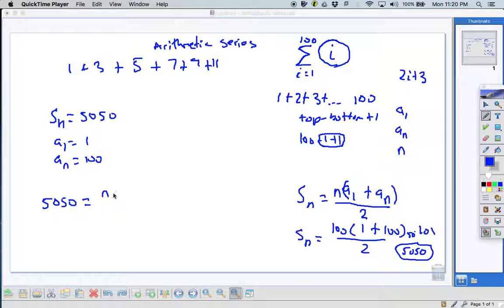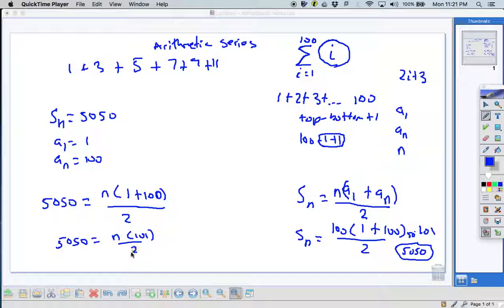I don't know what n is, so it's going to stay n. I know the first term is 1. I know the last term is 101. Or excuse me, 100. I was jumping ahead there. And we're going to divide it by 2. Okay, order of operations says I go ahead and add this up first. So we get 5050 is going to be n times 101 divided by 2.